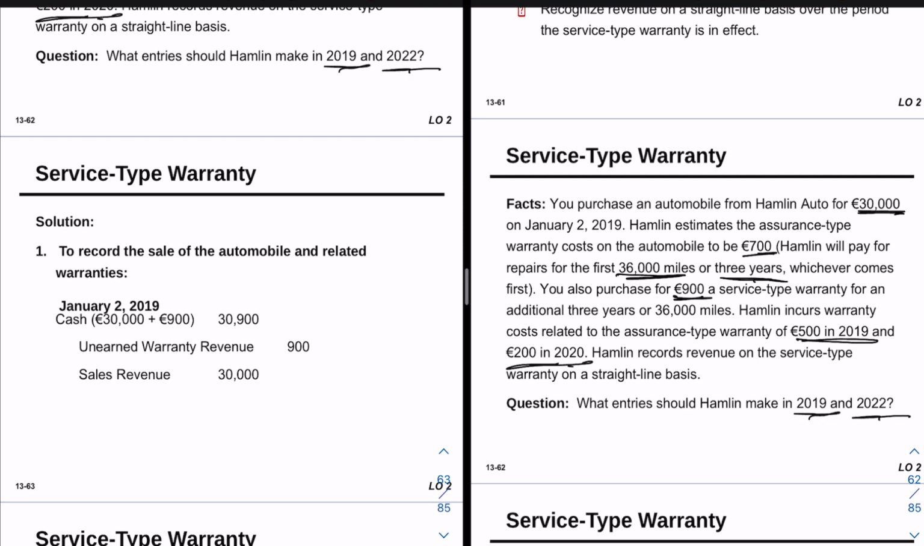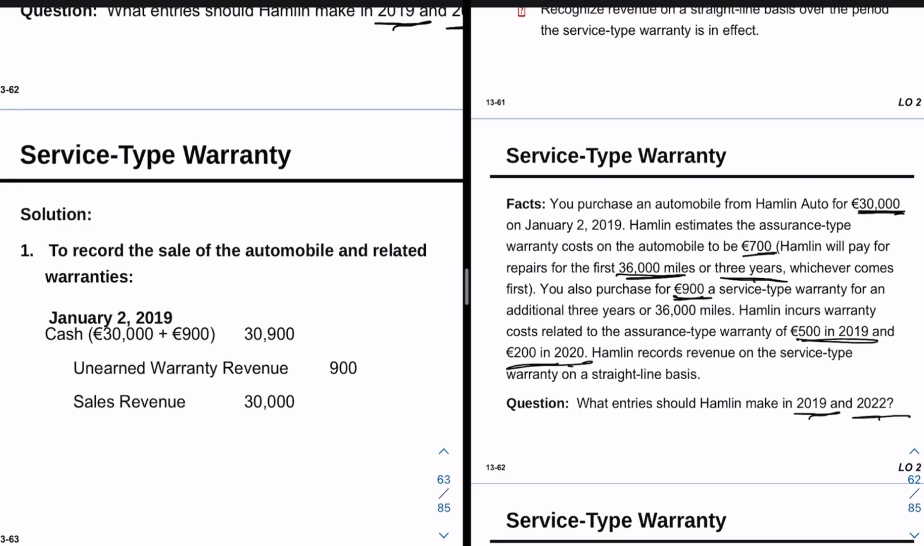First of all, we've made a purchase. We've purchased that phone. So for the company, they will have cash, isn't it? For the original cost of the mobile plus the services type warranty. So they will have cash for both of them. But also they will have an unearned warranty revenue, which is considered as a liability, for that additional services warranty. And also they will have a sales revenue of only the phone cash, because they cannot recognize revenue for the additional cost till the warranty is expired.